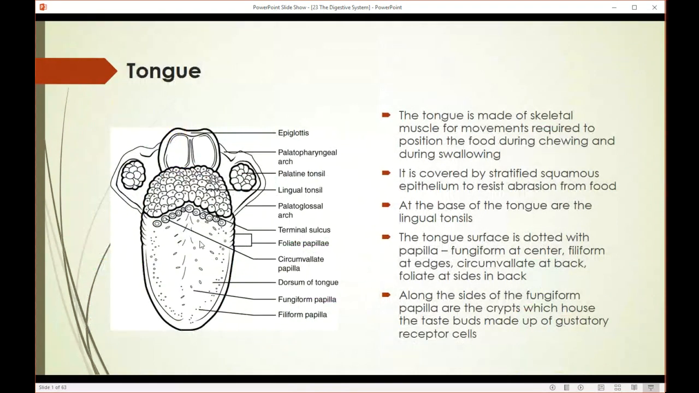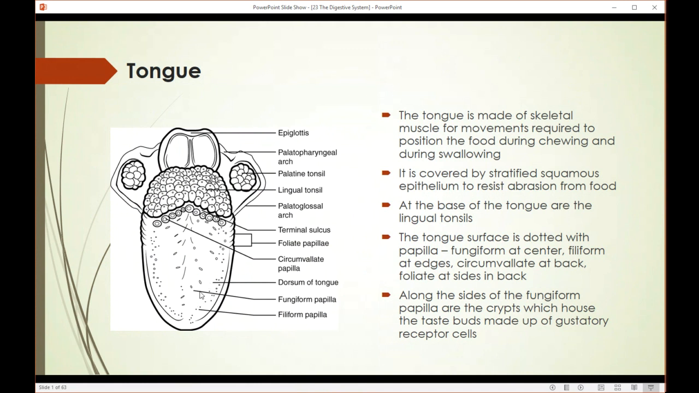This is the tongue. The tongue is made up of skeletal muscle, and those movements are required to position the food, also for talking, as I like to do. And it's covered with stratified squamous epithelium to resist abrasion from the food. At the base of the tongue, we're going to find the lingual tonsils. And the tongue surface is dotted with what we call papilla. This is the fungiform up the center, and then we have the filiform papilla at the edges. We also have circumvallate papilla along the back.